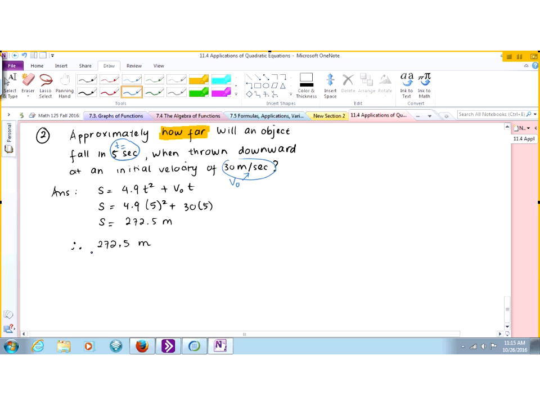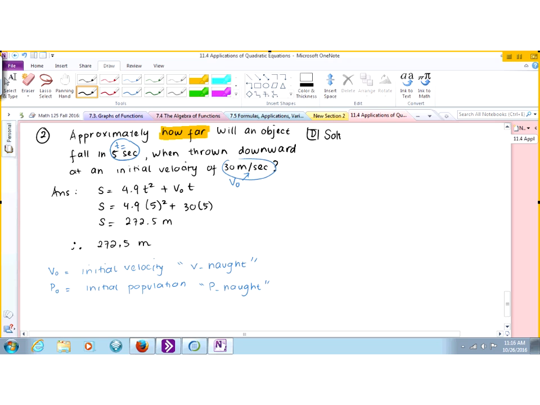Good. Oh, by the way, anything that has a naught, so V naught, this is initial velocity, means initial. If we have P naught, it means initial population. So anything that has a naught is read as V naught and P naught. So far, so good? So let's continue.